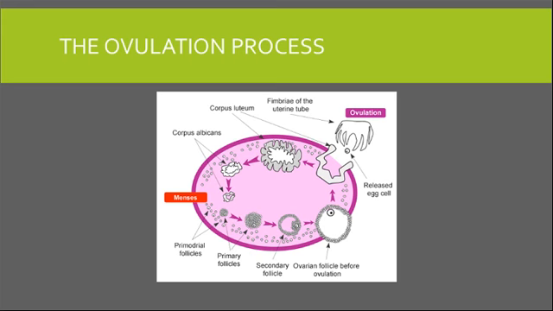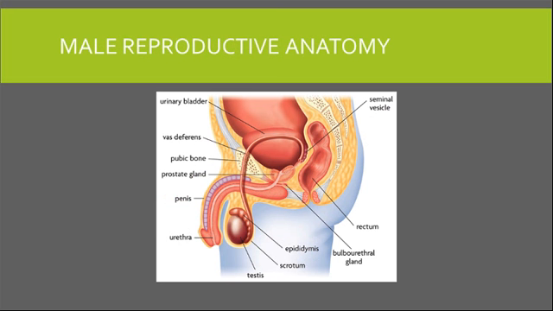Next, let's talk about the male reproductive anatomy. Again, we're not going to talk about every piece of male reproductive anatomy, but we'll hit some of the high points here. Something not pictured on this slide that I want you to be aware of, there are pathways that connect the scrotal and the abdominal cavities, and those are known as inguinal canals.